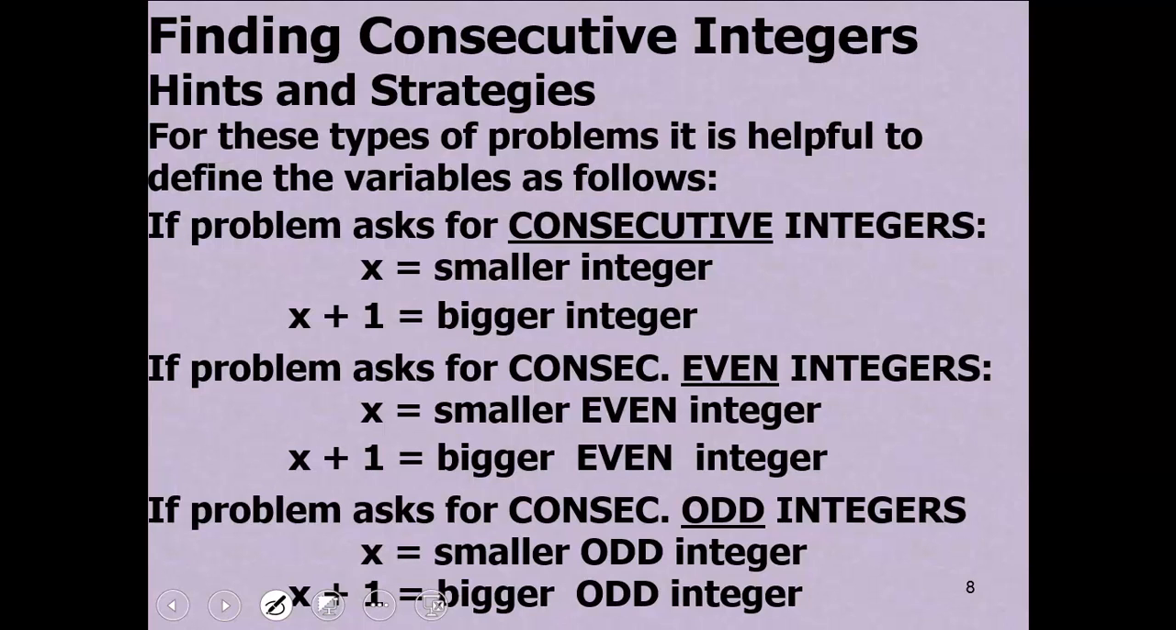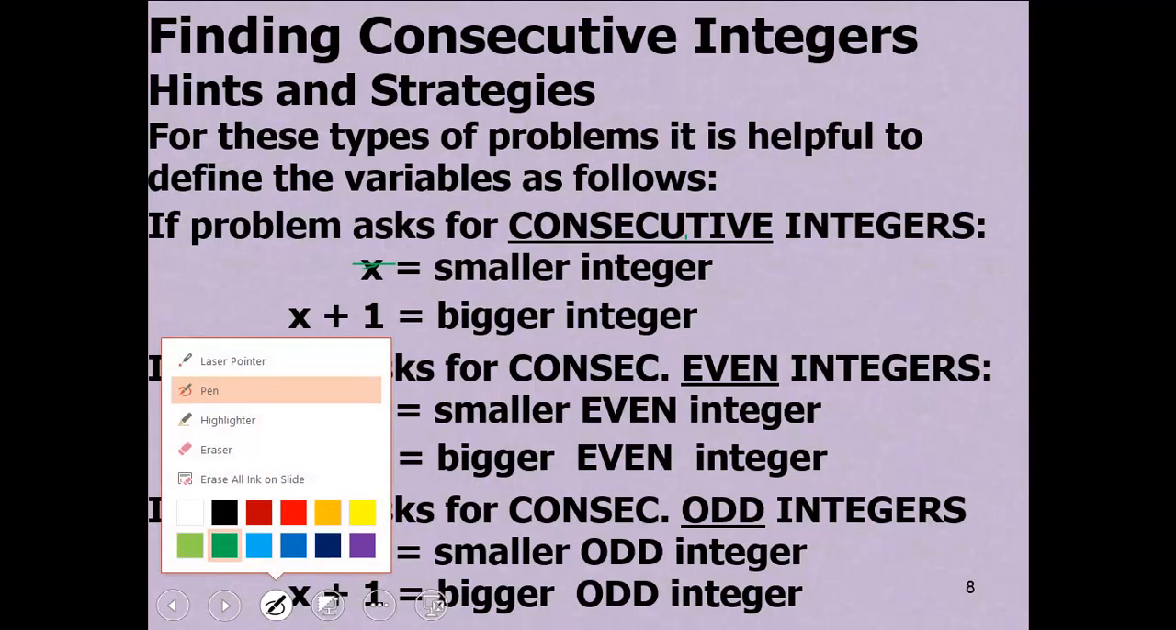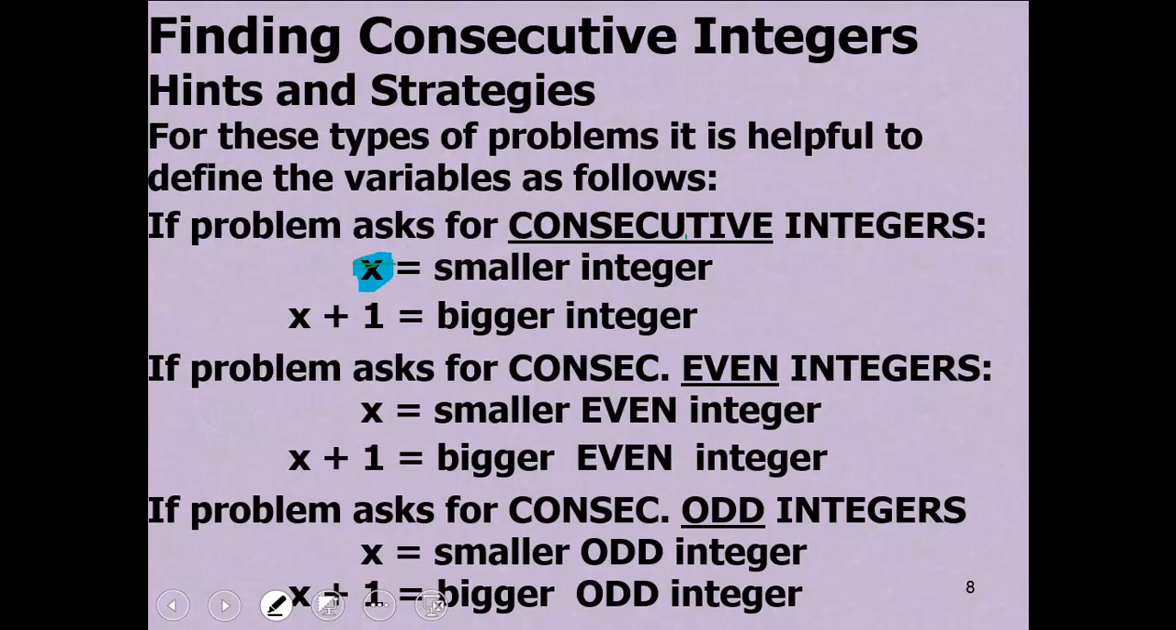So when you're looking for just consecutive integers, define x. Let x be your smaller number, the smallest one, so that your bigger number is x plus 1. Because if they're consecutive and your first number is x, then in order to get to your second one, you have to add 1. Make sense?